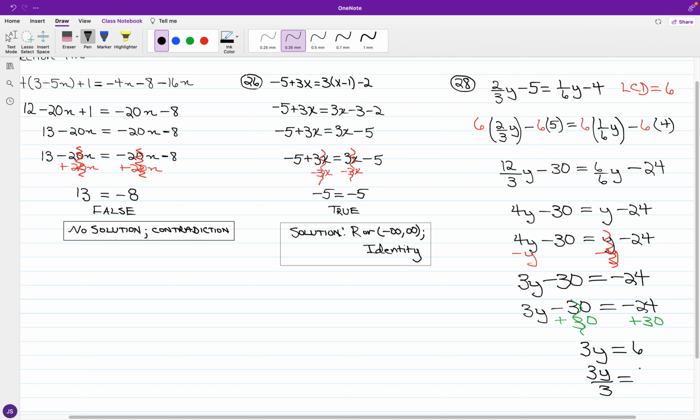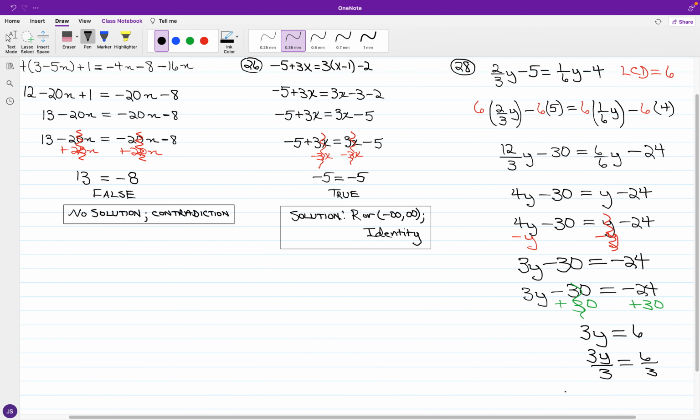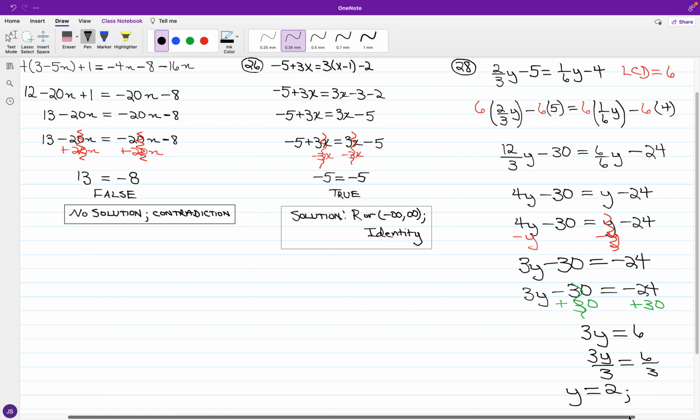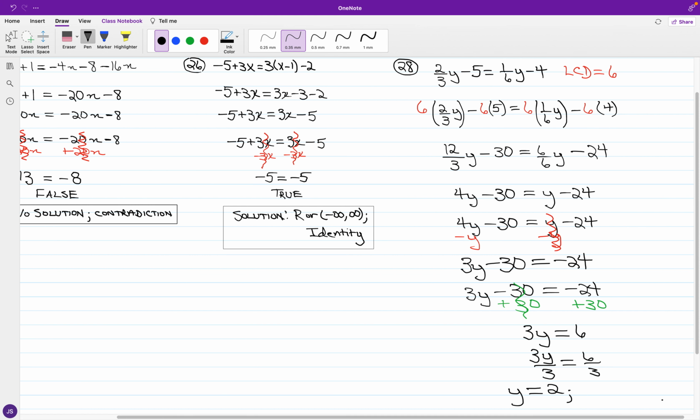And with division by 3, it turns out that y comes out to 2. And so this equation has one solution. Any equation that has a finite number of solutions, like in this case, is going to be a conditional. This particular equation is true on the condition that y is equal to 2. A condition has a limited number of solutions, and in this case it is limited in the sense that there is one right result.